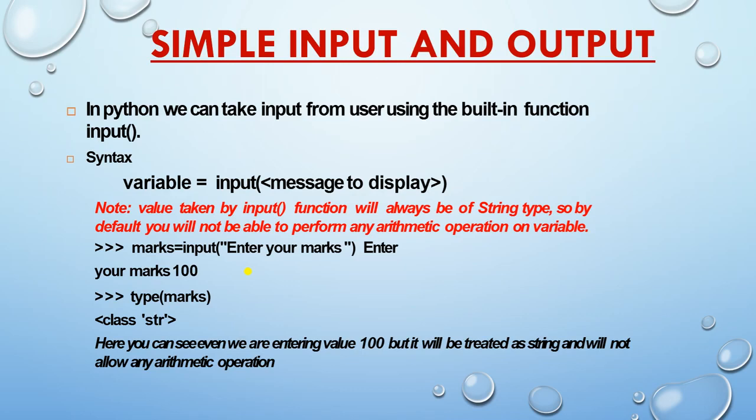In Python we can take input from the user using the built-in function input. You print a message, and the value entered is held in a variable. The syntax is variable equal to input(message to display). In inverted commas you write your message.